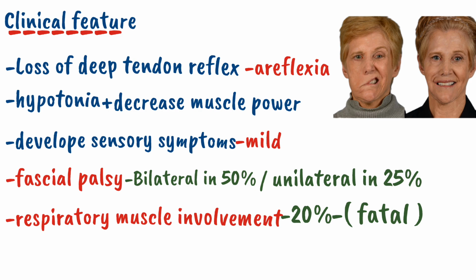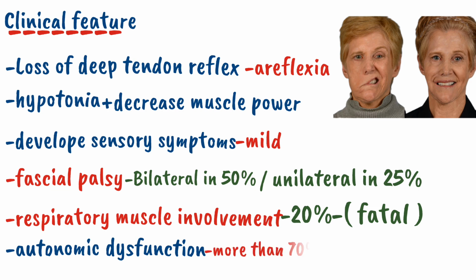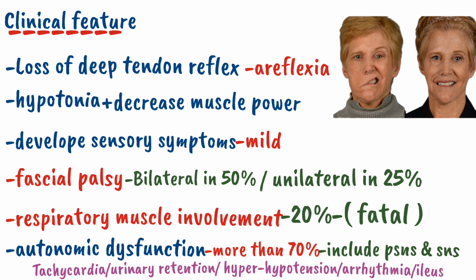Other than this, the patient can also develop autonomic dysfunction. The autonomic dysfunction occurs in more than 70% of cases and it includes both sympathetic and parasympathetic dysfunction. It includes tachycardia, urinary retention, hyper or hypotension, arrhythmia, ileus and loss of sweating.